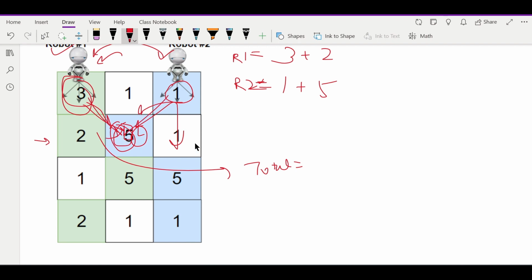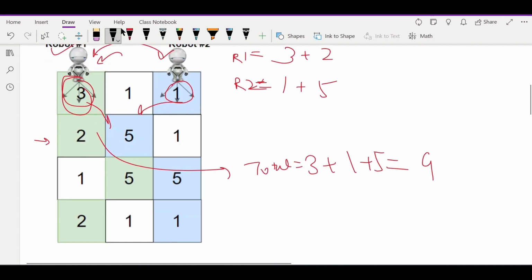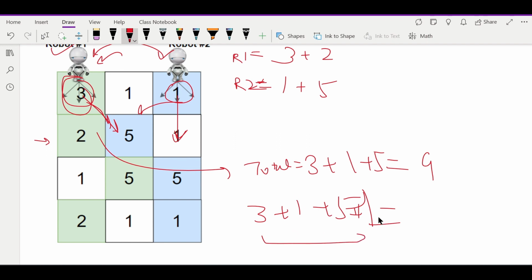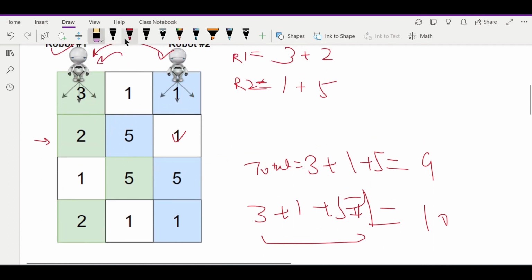So the total sum would be, if robot 1 moved here and robot 2 also moved here, 3 plus 1 plus 5, which is 9. But if robot 1 moved here and robot 2 moved here, the total number of cherries would increase to 3 plus 1 plus 5 plus 1 again, this one, which would be 10. This would be the other case. But the actual movement made by these two robots was, robot 1 moved here, robot 2 moved here, collecting the maximum cherries in this step.